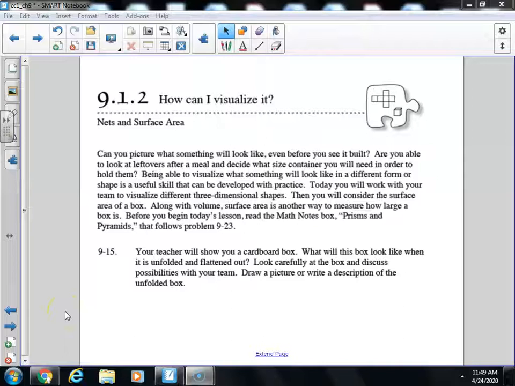All right, so now that you've read your math notes, go ahead and start with core problem 15. Your teacher will show you a cardboard box, and Ms. Lanza has one to show you. The box is folded in 5 minutes.